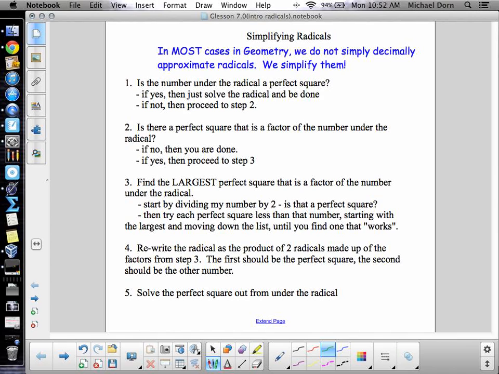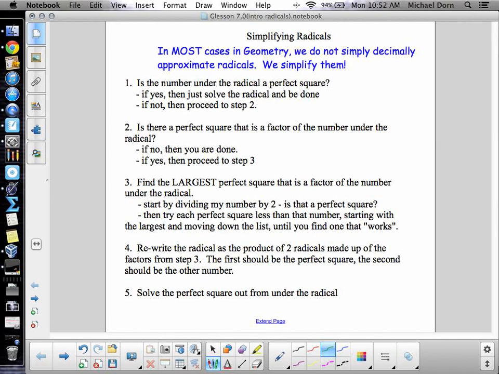If there are perfect square factors, we go to step 3. It says find the largest perfect square that is a factor of the number under the radical. The process for doing that is pretty simple. Start by dividing the number under the radical by 2. Is that number a perfect square? If not, then we start testing the perfect squares less than whatever that figure is. We'll do some examples of how that works in just a minute. So we try each perfect square less than that number, starting with the largest and moving down the list until you find one that works.